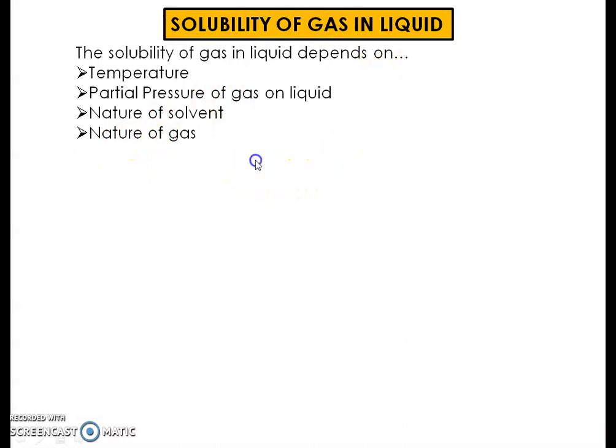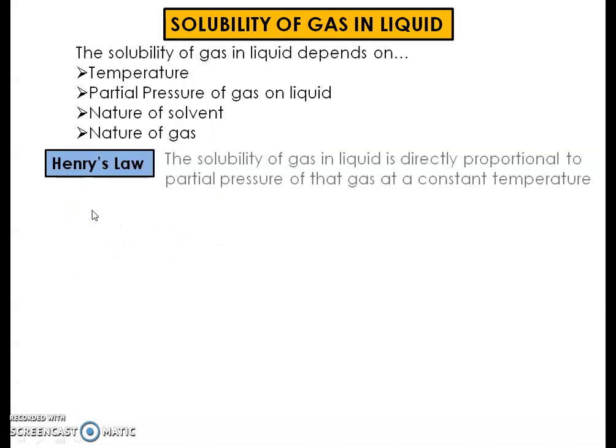But generally the solubility of gas in liquid is governed by Henry's law. So first we will discuss what is Henry's law. Henry's law states that the solubility of gas in liquid is directly proportional to the partial pressure of that gas at a constant temperature. Here Henry explained the proportion of the pressure exerted by that gas on the liquid and its relation with the solubility of that gas in that liquid.